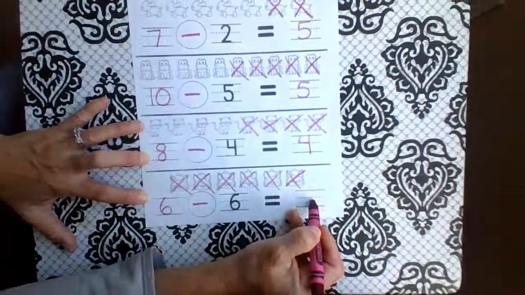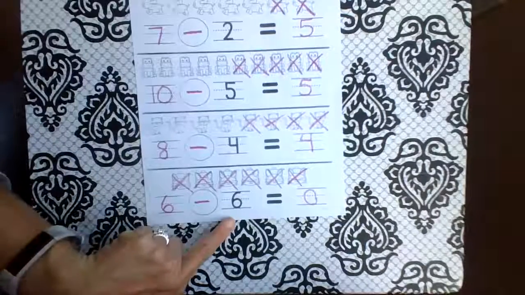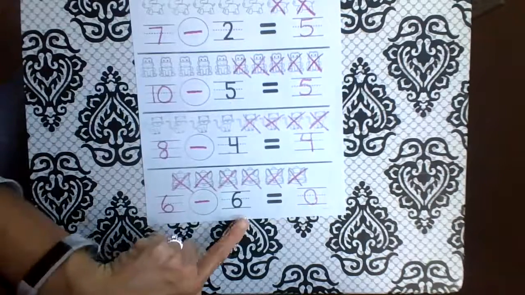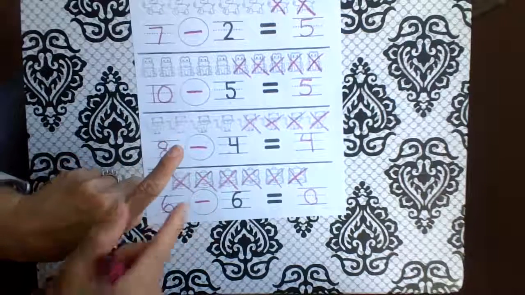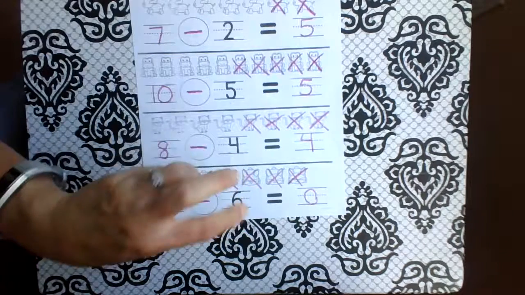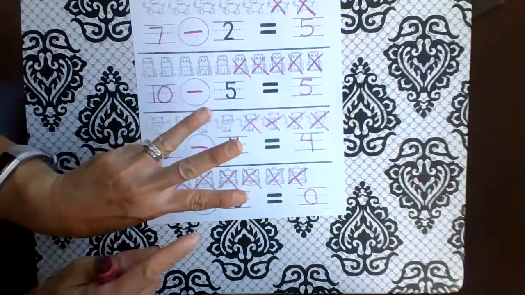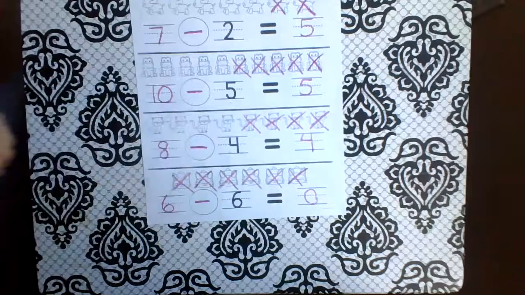So there's nothing left. And you want to know a little secret? This works every time it's the same number. So if you have 1 minus 1, you're left with 0. If you have 3 minus 3, you're left with 0.